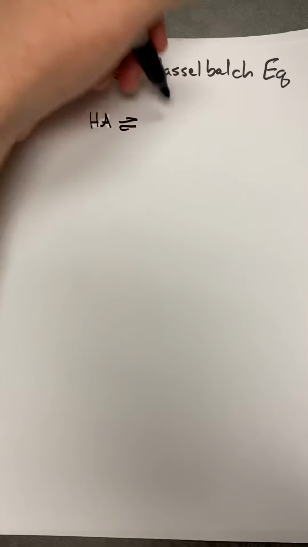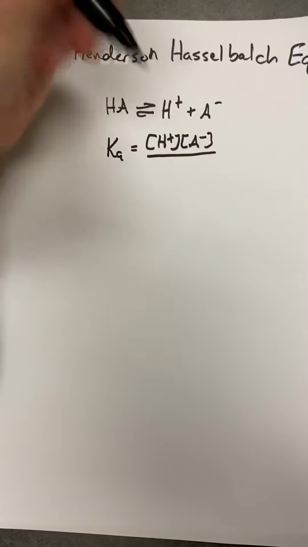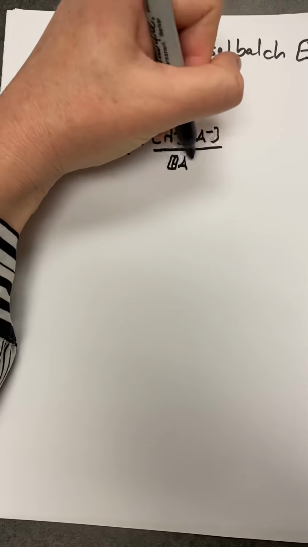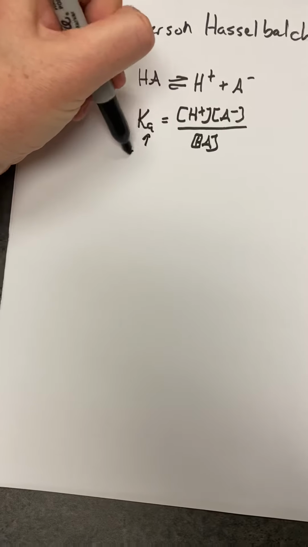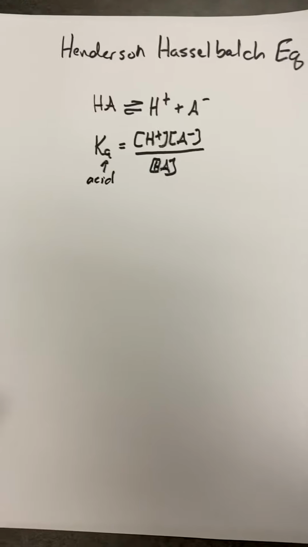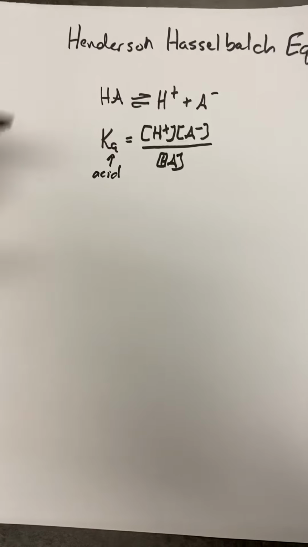So if we have some reaction with an acid, so HA, some kind of weak acid, it's in equilibrium with H plus and A minus, its conjugate base, we would write an equilibrium constant as Ka is equal to H plus times A minus all over HA. Now, this is a standard equilibrium constant, coming from the fact that it's an acid breaking apart in equilibrium. Now, to derive the equation is actually relatively straightforward.